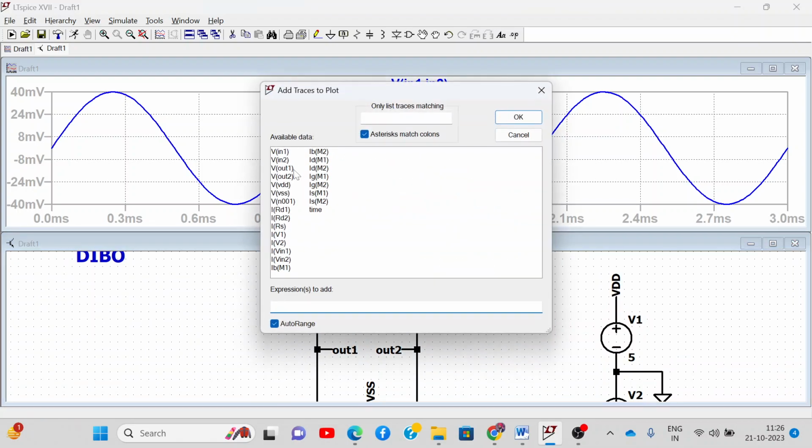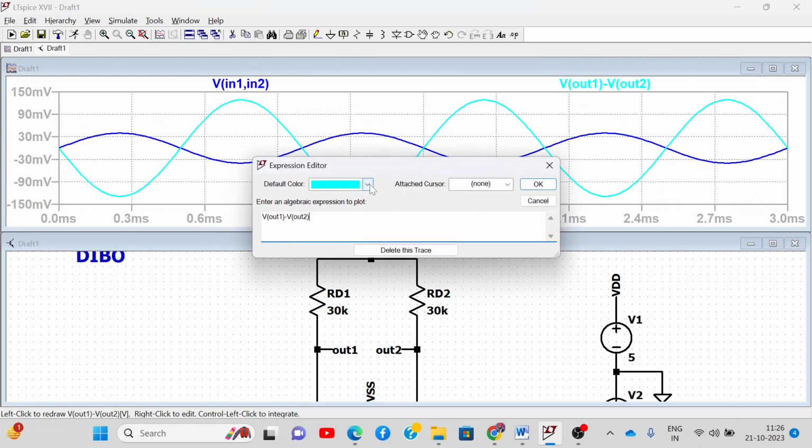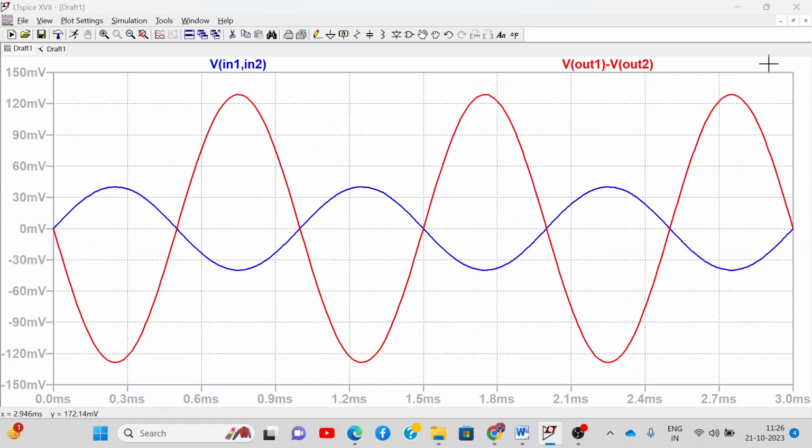Now for a balanced output, for a DIBO output, what you need to do is right click, add trace. Similarly, Vout 1 minus Vout 2 you have to do. Vout 1 minus Vout 2 and press on OK. Got it? So you get a perfect out of phase output and input, you can select a different color. Output is greater than my input. Is this clear to you? Absolutely 180 degree phase shift. So this is what you need to expect.